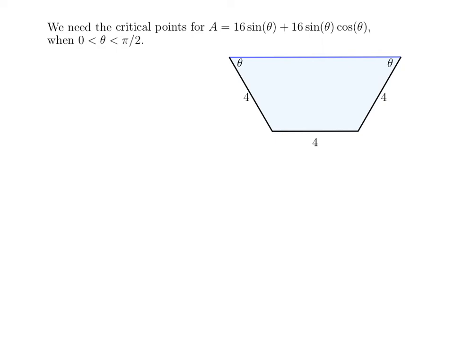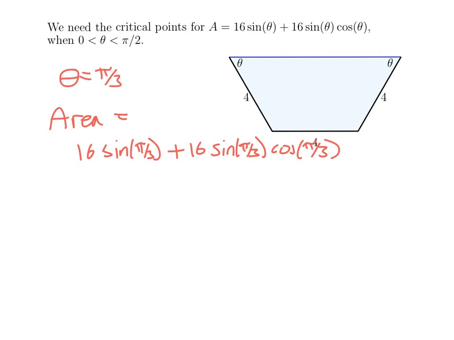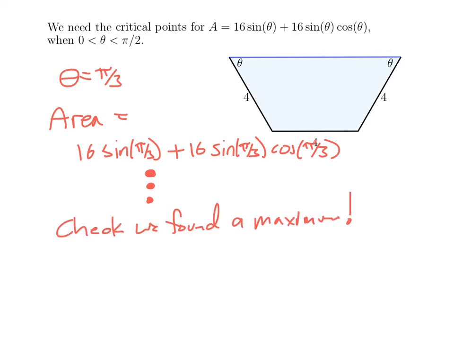So the critical point is that theta equals pi thirds, which of course doesn't actually answer the question. We need to know what the area is when theta is pi thirds. That's a matter of plugging pi thirds into our expression and solving. I will let you do that work. And I'll also let you make sure that what we found corresponds to a maximum value for the area of the trapezoid, which is a cross-section of the gutter we made.